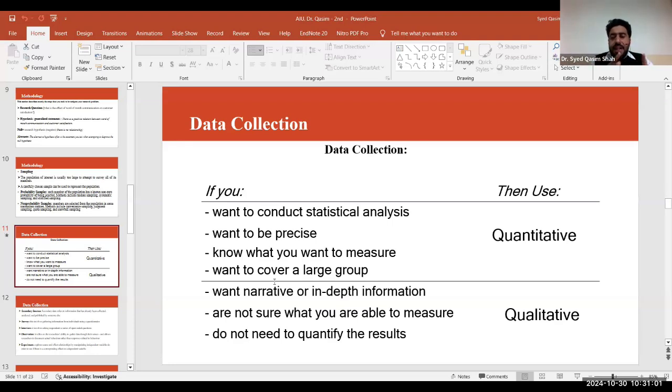Whenever we want narrative, in-depth information, narration type of information, we go for qualitative research. Whenever we are not sure how to measure a certain thing, there are obviously a few things other than numbers, we want to observe behavior which is not measurable, so obviously we go for qualitative research. And whenever we don't want to quantify, but rather want textual information or something, obviously in that case we go for qualitative sort of data.